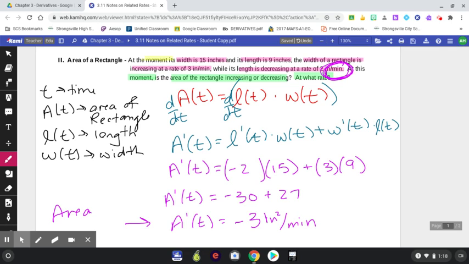And then I have to go back and answer the question, is the area increasing or decreasing? Well, the area is decreasing. At what rate? Well, it's decreasing at 3 inches squared per minute. I don't need to say negative 3. The decreasing takes care of the negative part.